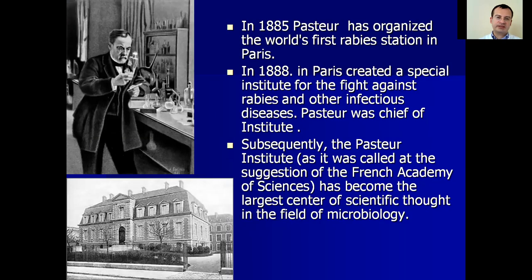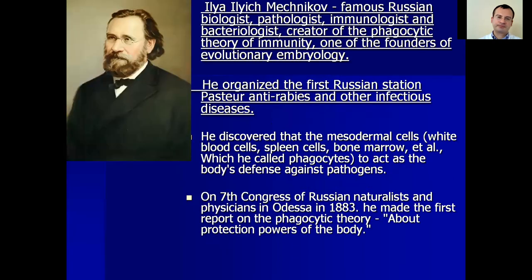Pasteur organized the world's first rabies station in Paris. He created a special institute for the fight against rabies and other infectious diseases. Pasteur was chief of the institute. Subsequently, the Pasteur Institute, as it was called at the suggestion of the French Academy of Sciences, became the largest center of scientific research in the field of microbiology.